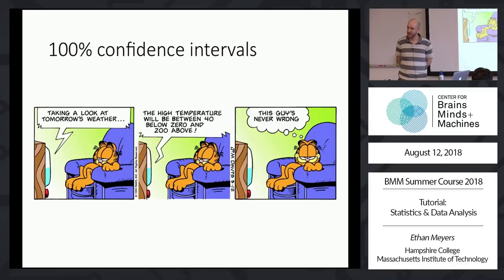Does this make sense to everyone? Am I going too fast, too slow? Is this useful? Okay. Feel free to ask questions, or give me some indication that you're bored. I'll speed up. Go to the neural stuff.